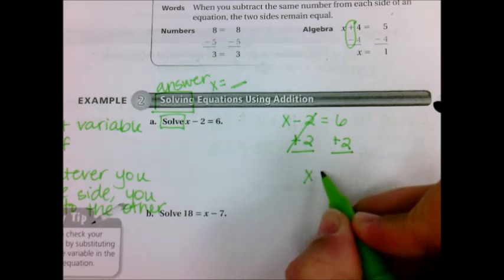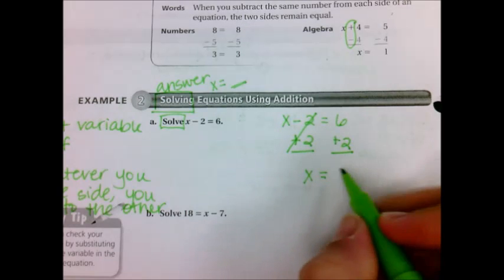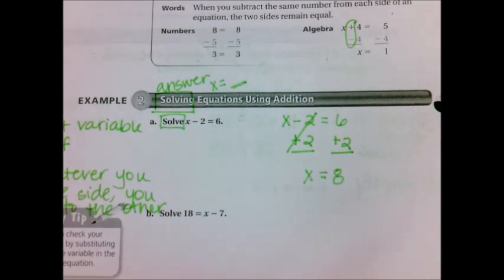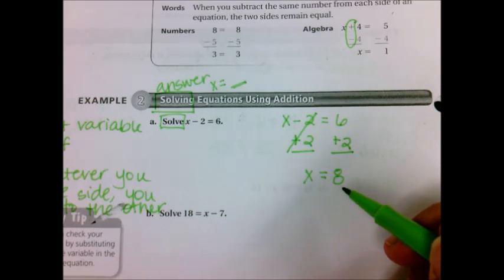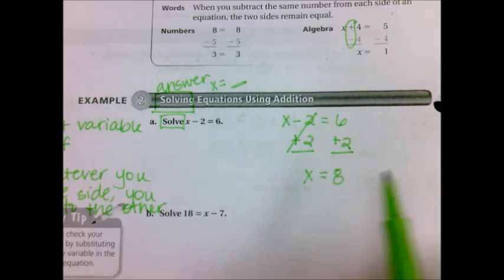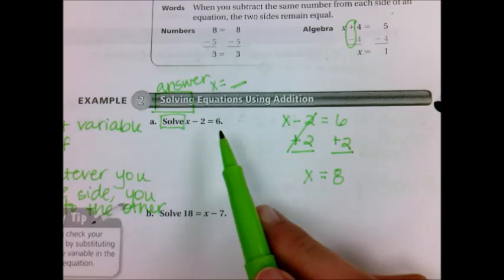I make sure my equal signs line up like we did in example 1, 6 plus 2 is 8. I can go back in and check my work with this as well, like we did in example 1. Is x equals 8 a solution of this equation?